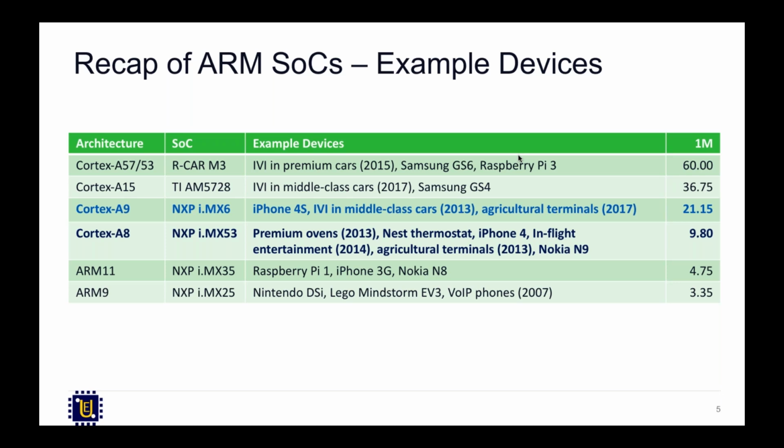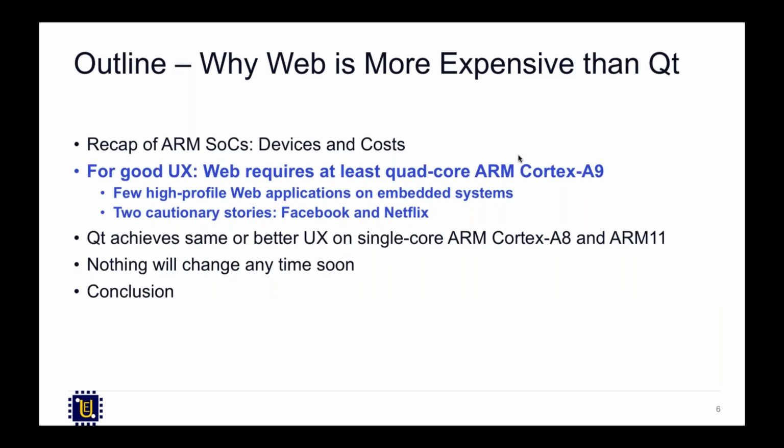And I will now show that web applications don't run on anything less than a quad-core Cortex A9. The first thing to show is that, well, that's exactly what I just said, so good. Seems I know my slides. So, web requires at least a quad-core Cortex A9.